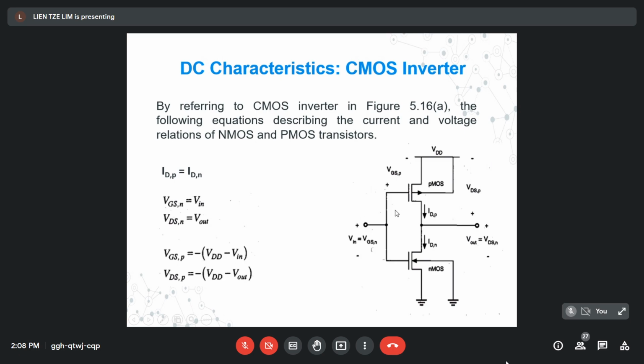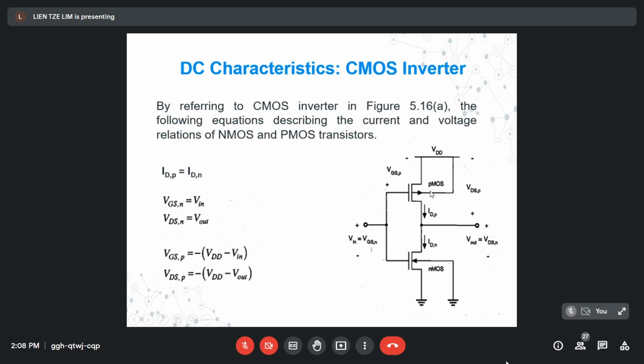The following equations describe the current and voltage relations of the NMOS and PMOS transistors. Previously, the inverter had a drain current and then a load current, but for this inverter it is only the drain current, the drain current of the PMOS and the NMOS. All the voltages here are labeled as VGS and VDS. VGS is the gate to source voltage, and VDS is the drain to source voltage. And what is the relationship?